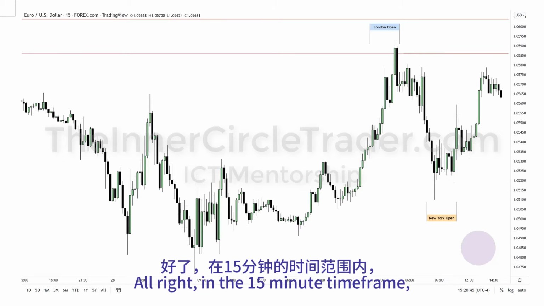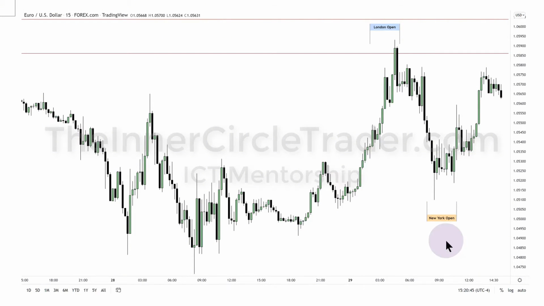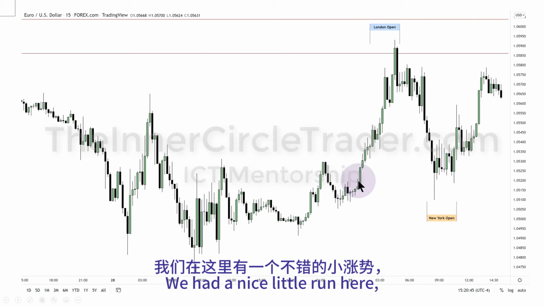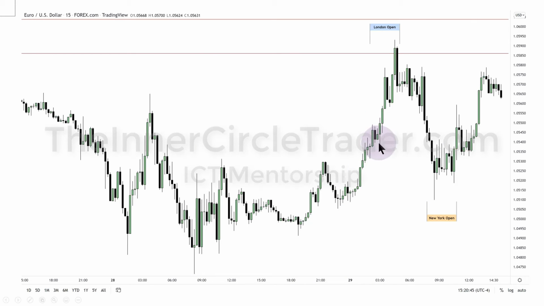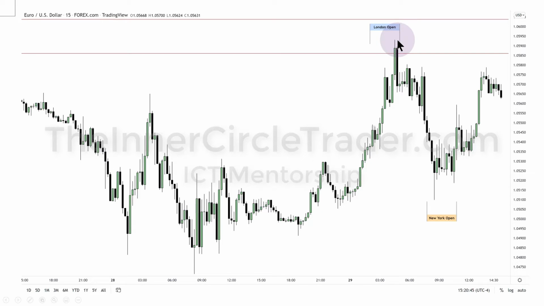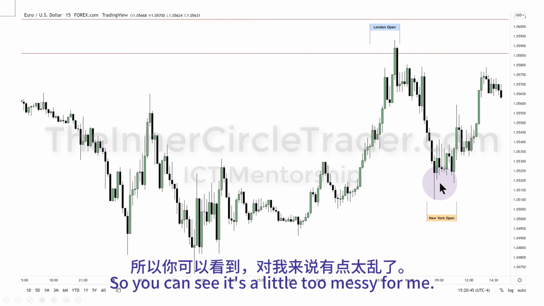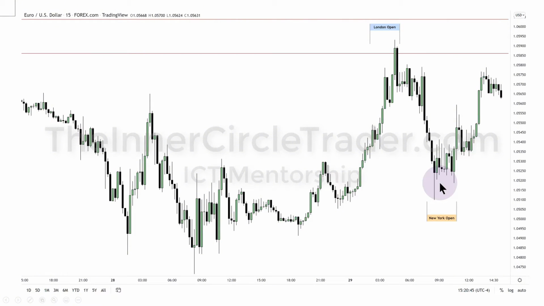All right, in the 15-minute time frame, you can see we got a little muddy going into Thursday and Friday. But we had a nice little run here, reaching up into that imbalance in London. We break lower, imbalance here, and it just overshoots a little bit. So you can see it's a little too messy for me.